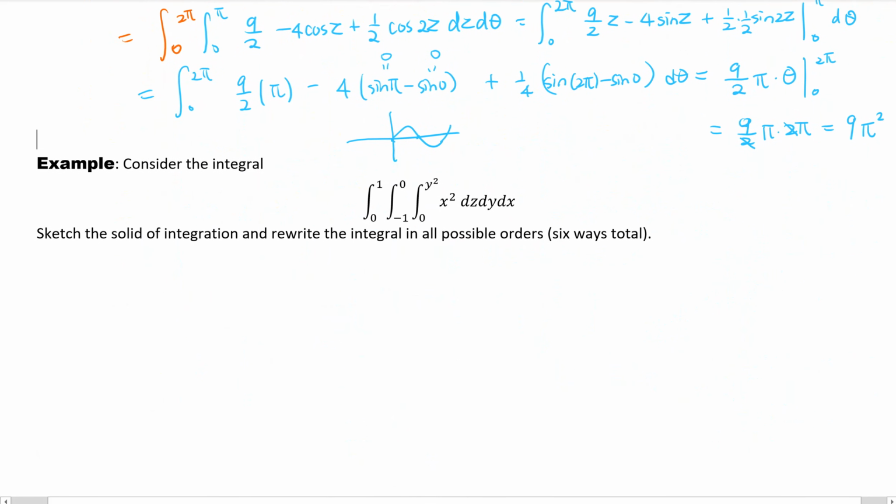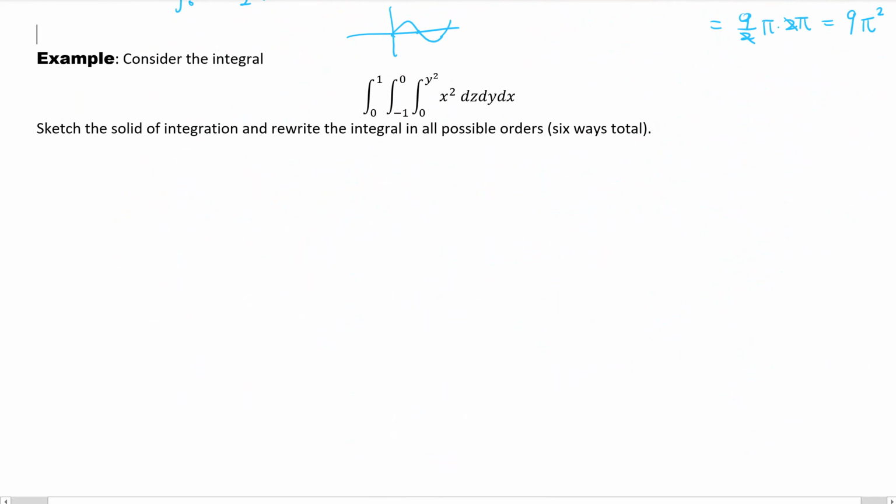Let's continue. So consider the following integral. Sketch the solid of integration and rewrite the integral in all possible orders. So we have 6 different ways. This is just one way, right? Okay, let's see.